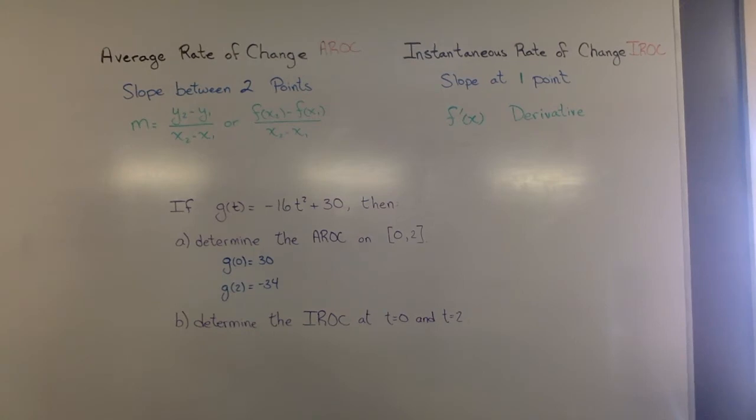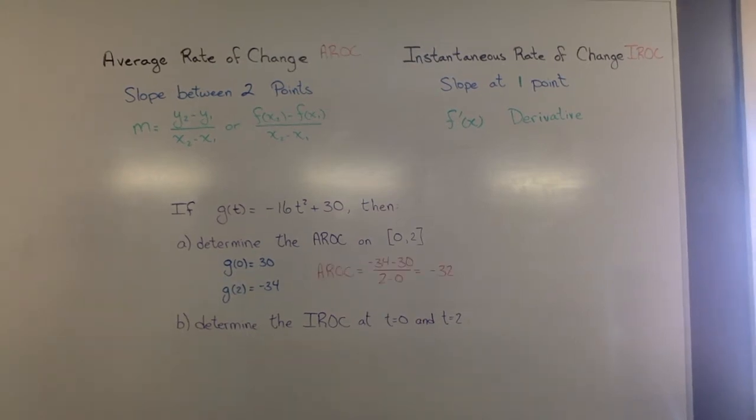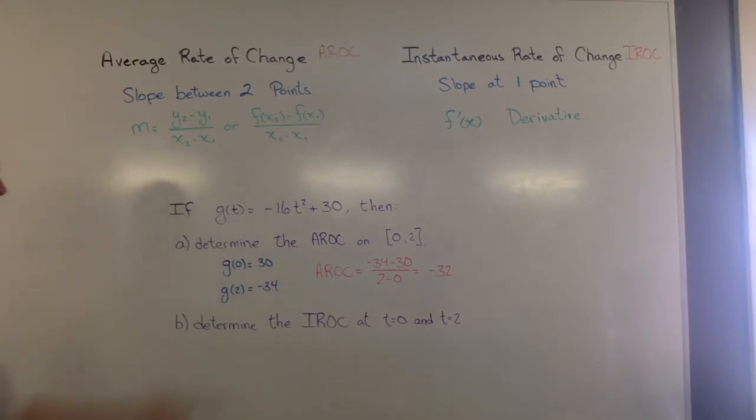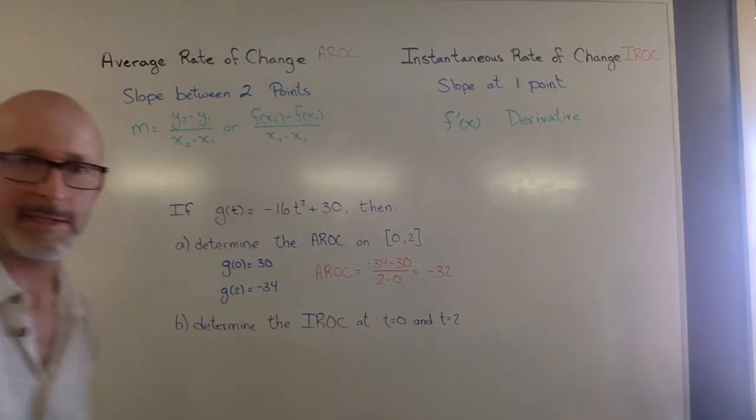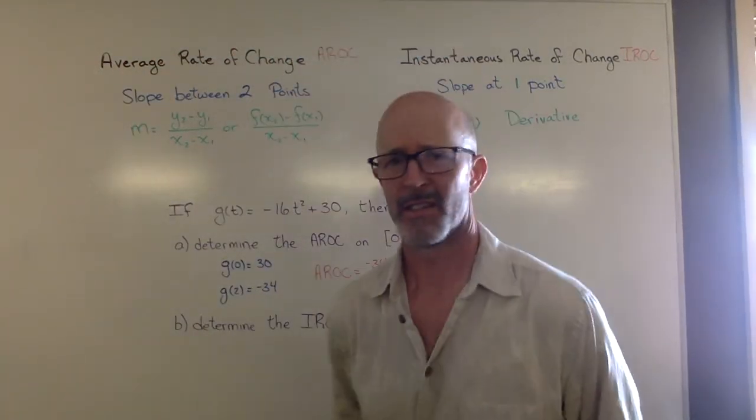Now, find the slope. Apparently, that average rate of change would be negative 32. Every second, it seems to go down about 32 feet. Is that a reference to physics? No, couldn't be.